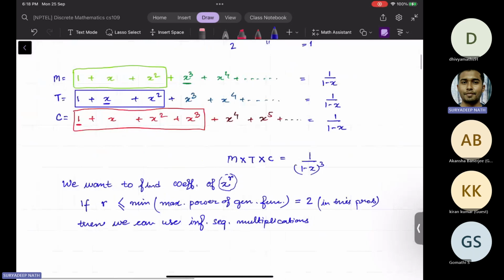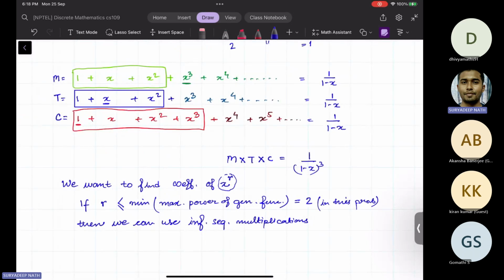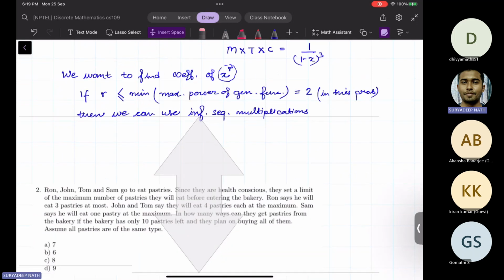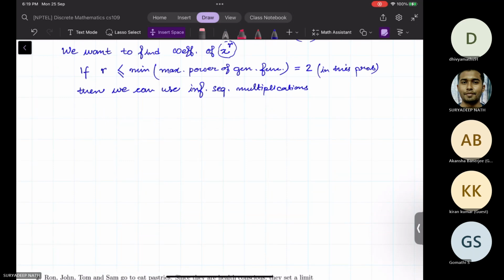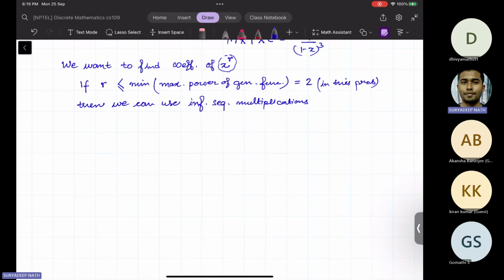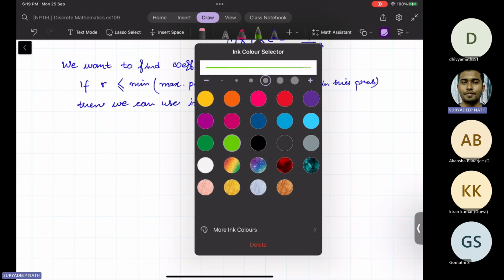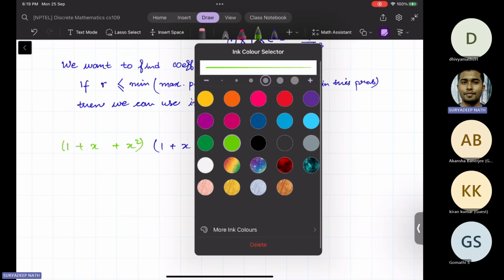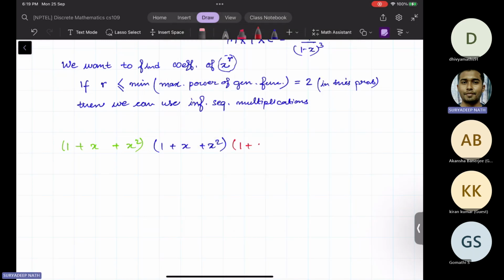So how to do so? This is a simple product of three polynomials. You could perhaps do it by hand, but I want to discuss a technique that helps you do this. So I'll show you. Let me write it down. So you have three polynomials. Again, I'll write them down: 1 plus x squared, then 1 plus x squared, and then 1 plus x squared plus x cubed.